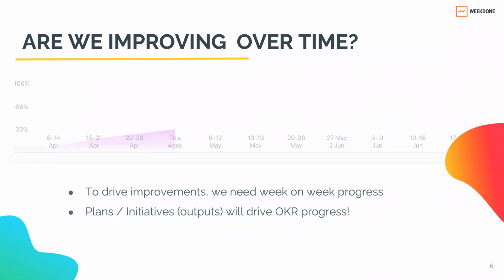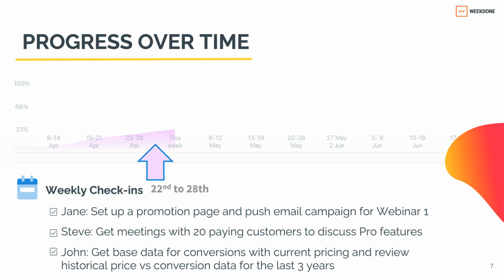The big question is, are we improving over time? One of the things with OKRs, we have a whole quarter. We have all these weeks, but it moves very quickly. And we're really trying to make sure we drive things consistently. To drive those improvements consistently, we need that week-on-week progress. We need the plans, initiatives, the outputs to drive the OKRs forward. We need to do something. Now, this is a simplistic view.